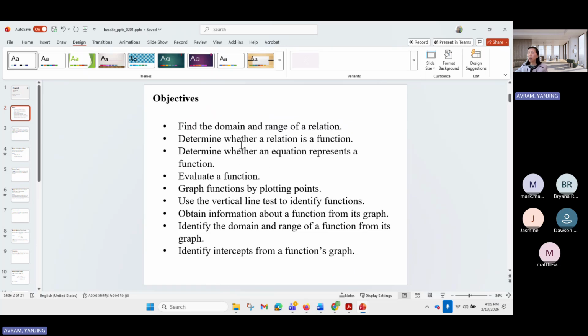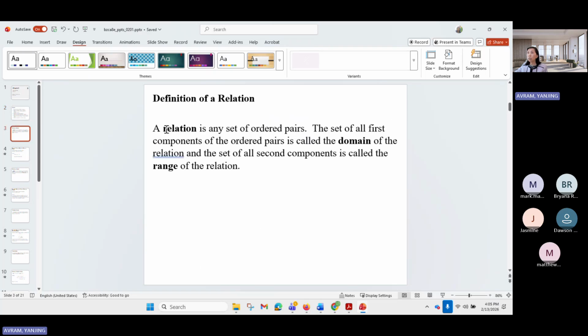And then how do you identify whether something is a function or not? We use the vertical line test to identify a function. It has to pass the vertical line test in order to qualify as a function.